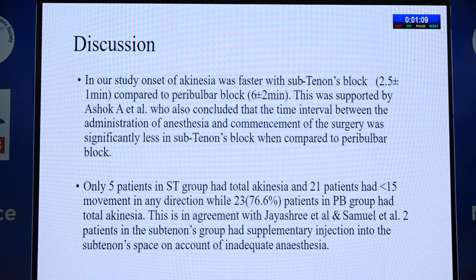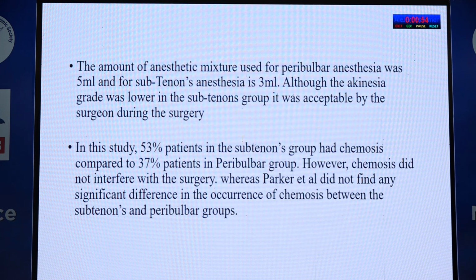In our study, onset of akinesia was faster with the sub-Tenon's block compared to peribulbar. This was also supported by Ashok et al. And only 5 patients in the sub-Tenon's group had total akinesia, and 21 patients had less than 15 degree movement in the peribulbar group. The amount of anesthetic mixture used for peribulbar anesthesia was 5 ml, and for sub-Tenon's it was 3 ml. Although the akinesia grade was lower in the sub-Tenon's group, it was acceptable to the surgeon during the surgery.